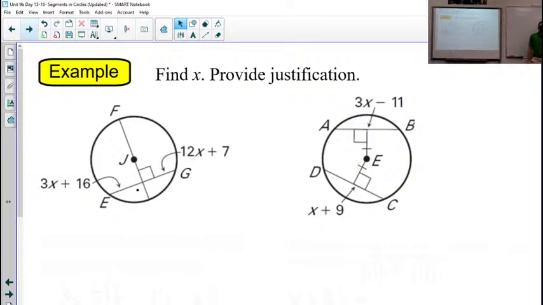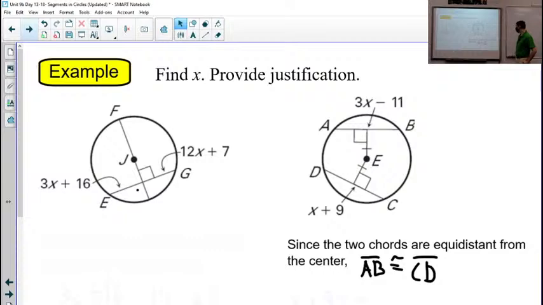So between 1 and 2, which one is showing two chords and their distances from the center? It's number 2. The two chords being the same distance from the center. That means the chords are the same. So we're going to set them equal to each other. I'll let you try and solve this equation before I show you the whole solving process.